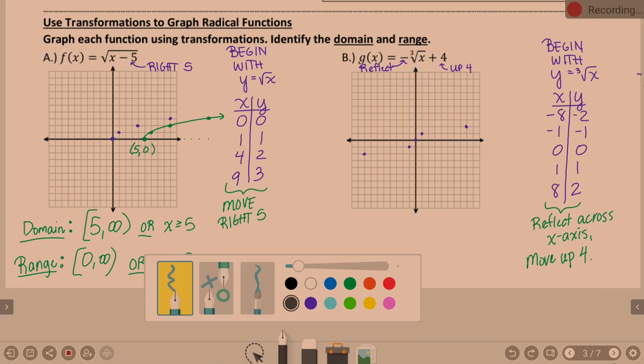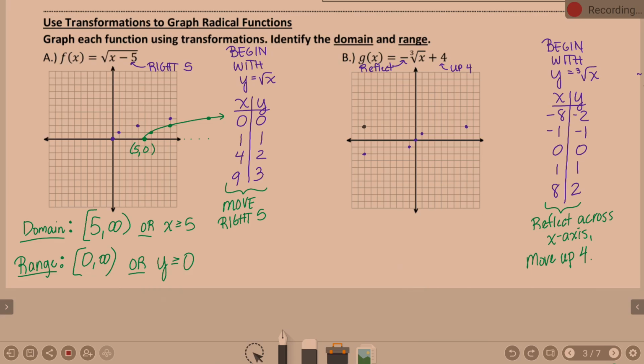I'm just going to grab gray for right now. Okay, so what does that mean? (-8, -2), it was below 2, now it's going to be above 2. (-1, -1), it was below 1, now it is above 1. What about (0, 0)? Stays. (1, 1), it was above 1, now it's below 1. (8, 2) was above 2, now it is below 2. Those are my current points.